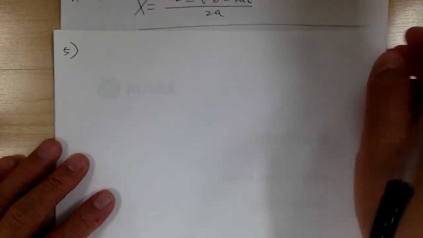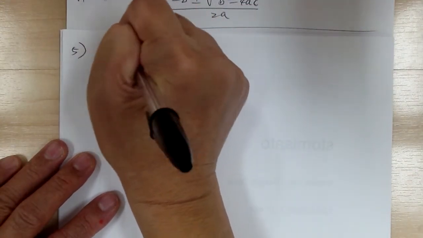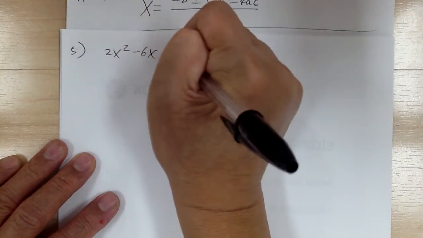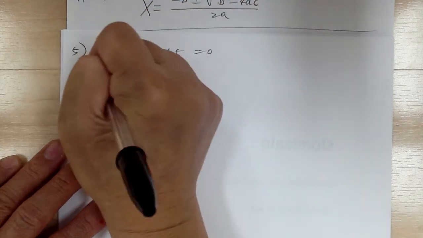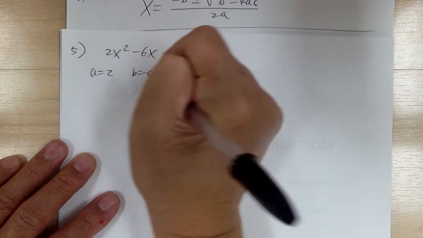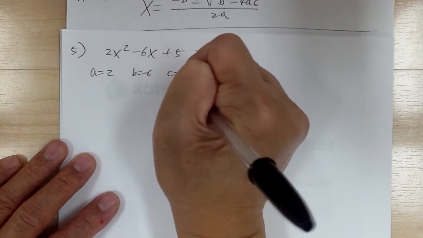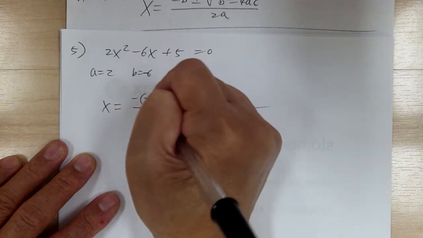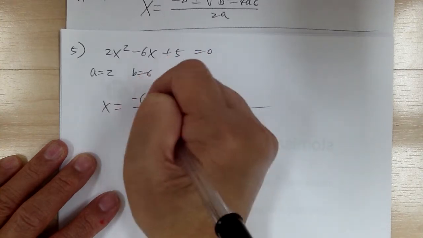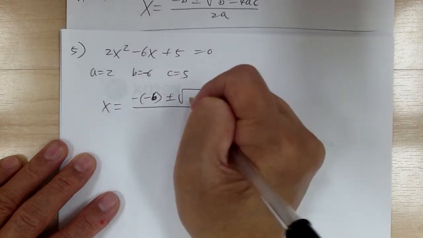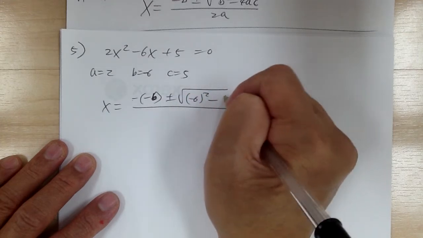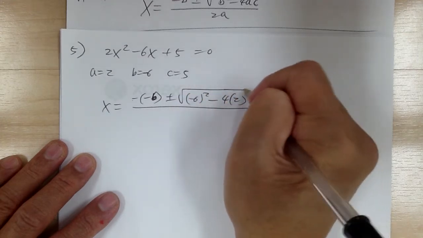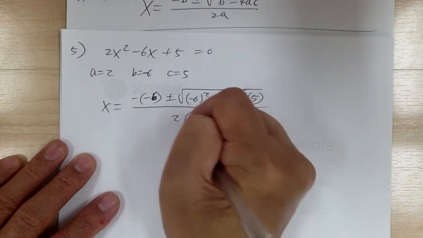The formula itself is not that hard. Okay, so you got 2x squared minus 6x plus 5 equal to 0. So a equal to 2, b equal to negative 6, c equal to 5. So x equal to negative b plus or minus square root of b squared minus 4ac over 2a.